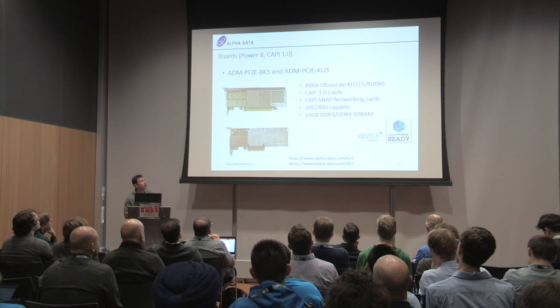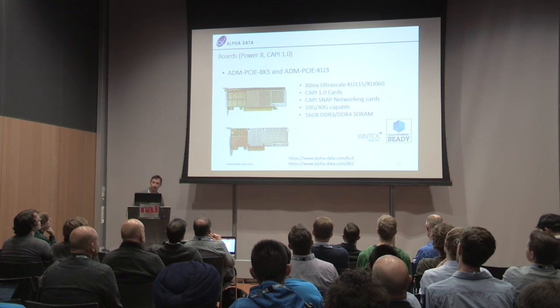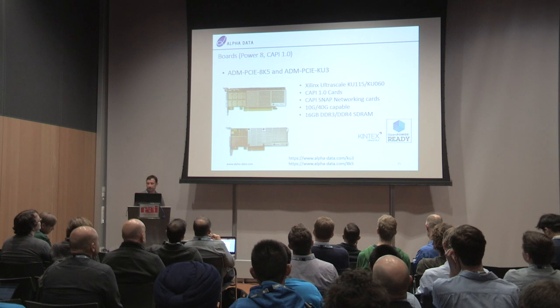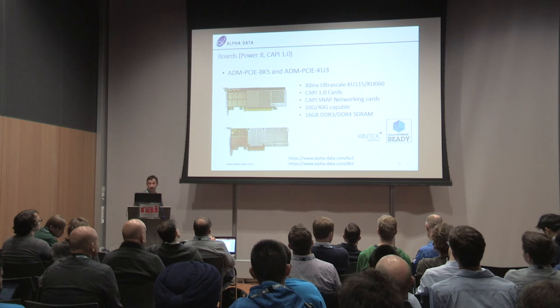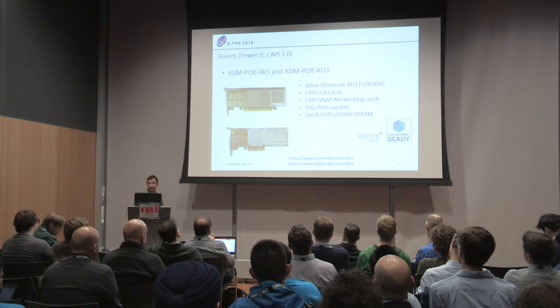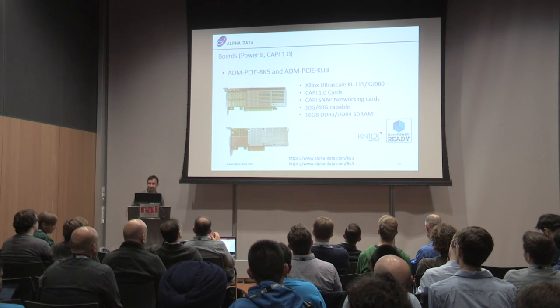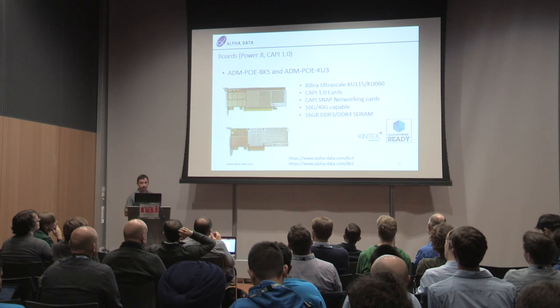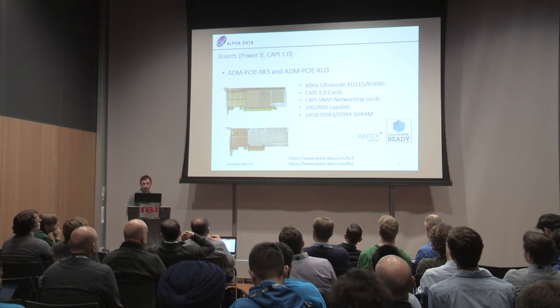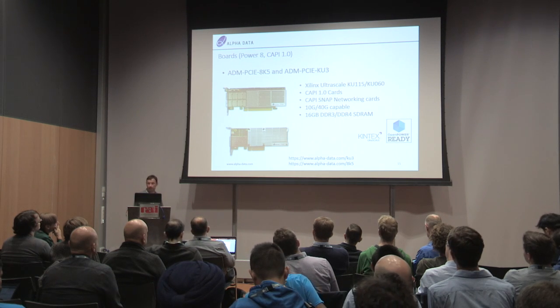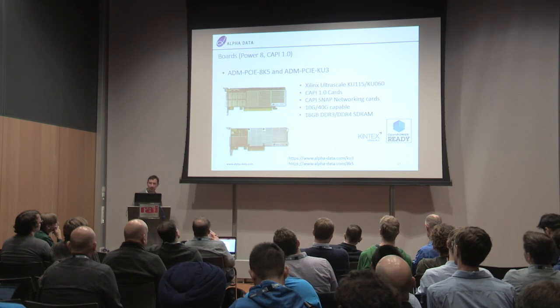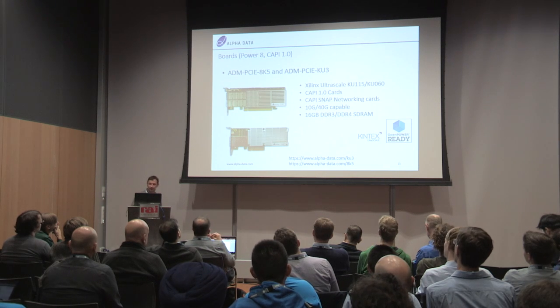I'd also like to mention a couple of our older boards which are POWER8 and CAPI 1.0 capable. The KU3 and the 8K5 boards are based on Xilinx UltraScale KU060 and KU115, and these are both CAPI SNAP enabled, and you'll hear more about CAPI SNAP later. So these are capable of networking as well, and there'll be a talk tomorrow on CAPI SNAP networking, and these cards are capable of 10G or 40G, so they're not quite into the 100G element, but they're possibly a good entry-level solution to get into CAPI development.